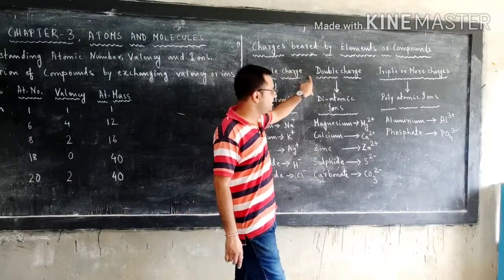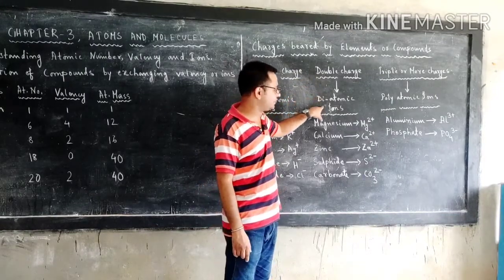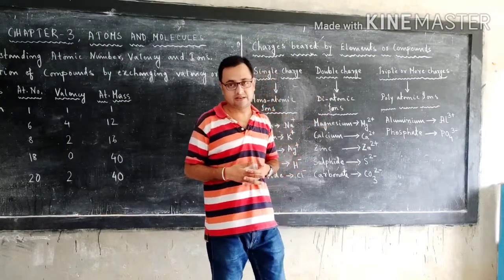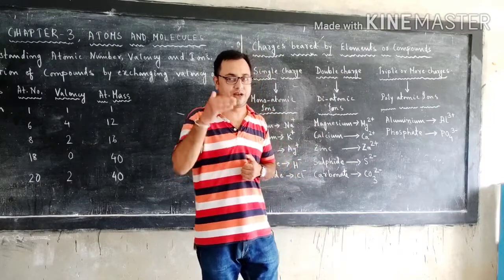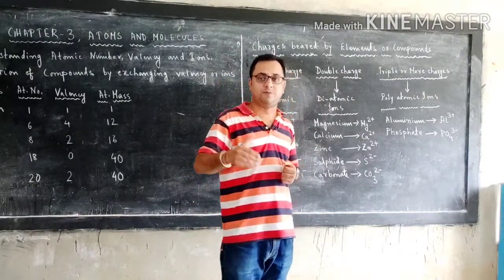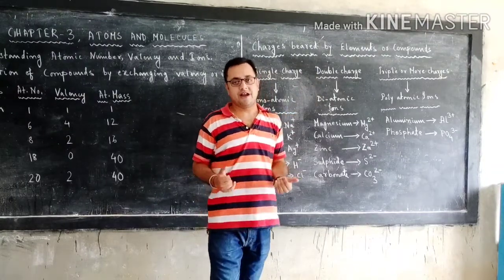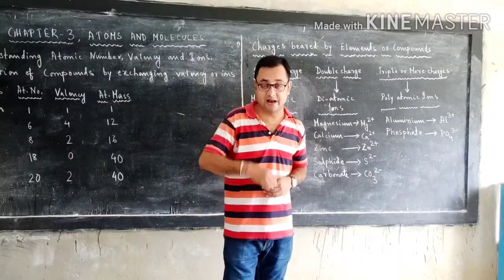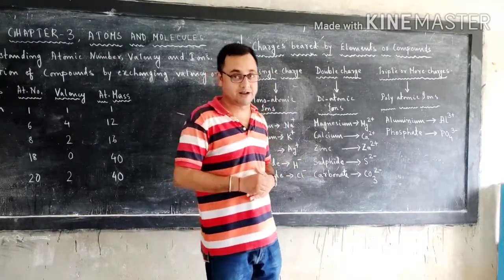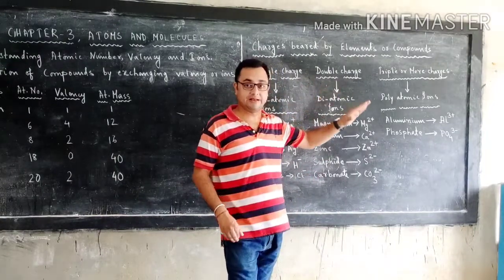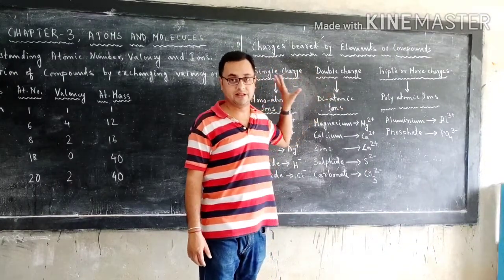Next, there are double charged elements or compounds. These are known as diatomic ions. When we say diatomic ions, we need to understand that within this group, these are the elements or compounds that bear a double charge. The charge may be positive or negative, it doesn't matter. They may be single positive or double positive, single negative or double negative, it doesn't matter. What matters is that they are the diatomic ions. That means they will possess a double charge.